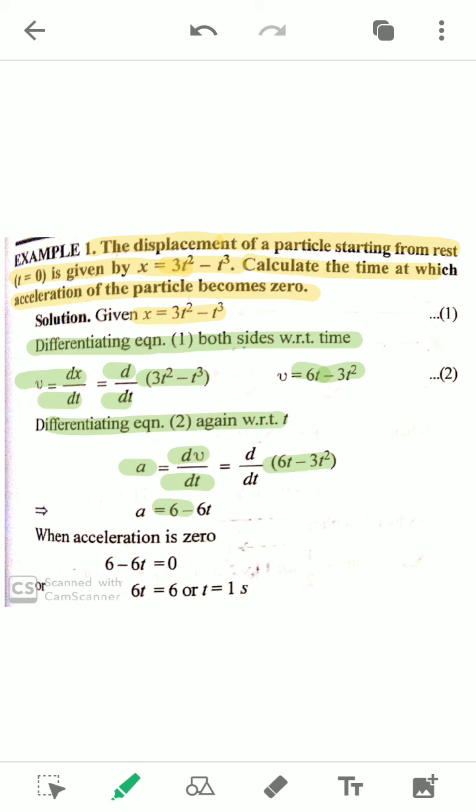According to the question, when acceleration is 0, substitute a = 0, then 6 − 6t = 0. So 6t = 6 and t = 1 second. So in that case, when time equals 1 second, the acceleration of the particle becomes 0.